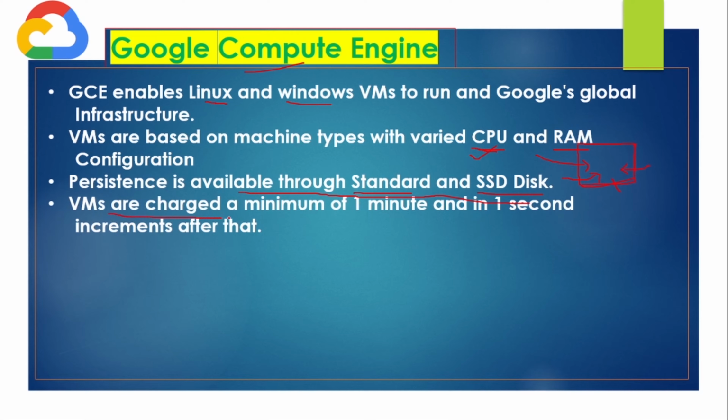Now the VMs are charged a minimum of 1 minute, and in 1 second increments after that. That means when you start up a VM, the minimum you will be charged is for 1 minute, and even after 1 minute, if your VM is running, it will be charged on a 1 second increment basis, right?